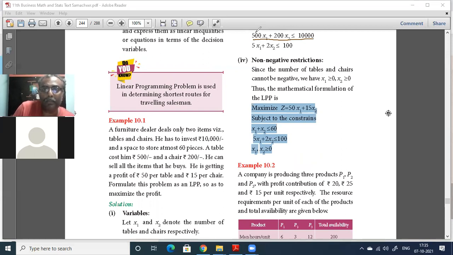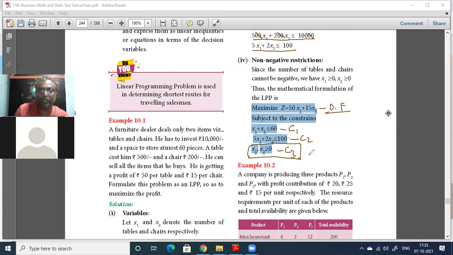You divide everything by 100, so it became 5x1 plus 2x2 less than or equal to 100. That's all. So the condition in its final form you are putting here. This is constraint 1, this is constraint 2, this is constraint 3, this is your objective function. Once you write like that, the last constraint, the non-negativity constraints, must always be put last. All other constraints must come before that.